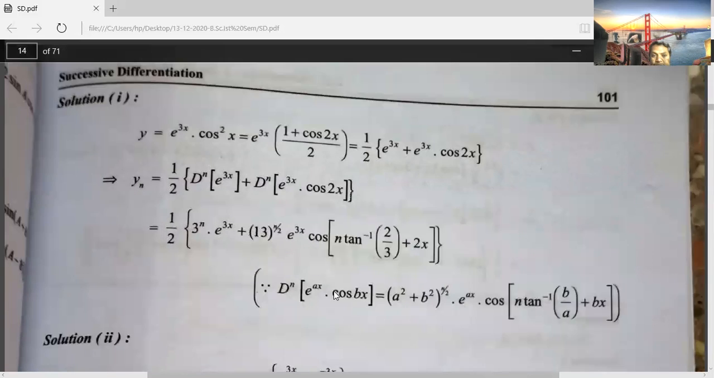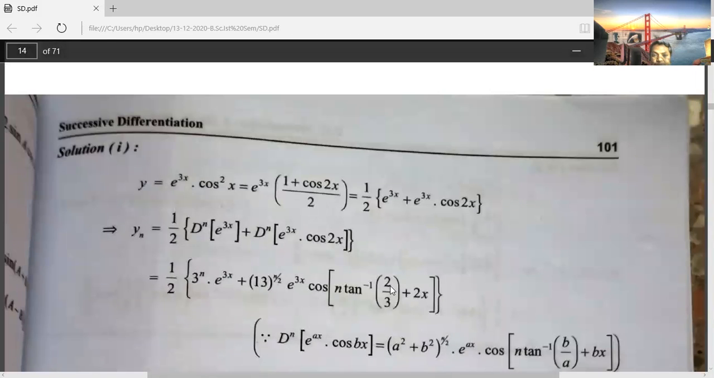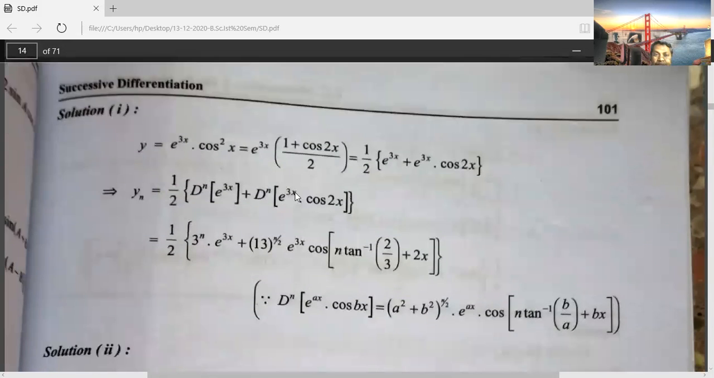Now here you know that a is equal to how much? You compare the second one, e to the power 3x into cos 2x, means a is equal to 3, b is equal to 2. You put it within this formula. a square means 3 square, b square means 2 square. 2 square is 4, and 3 square is 9, 9 plus 4 is 13, and here you write 13 to the power n by 2 into e to the power 3x cos of n tan inverse of, what is the value of b here? The value of b is 2. 2 by 3 you can write. n tan inverse of b by a means 2 by 3 you are getting here, plus the angle 2x you are writing. So this is the way you have to write out.